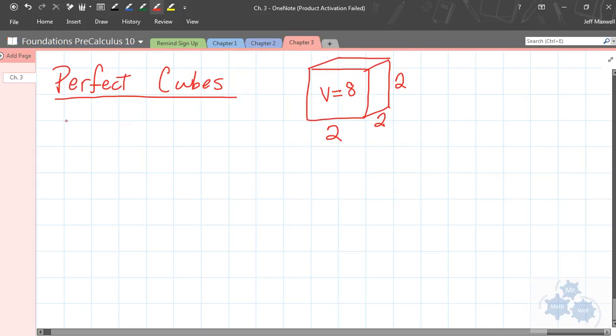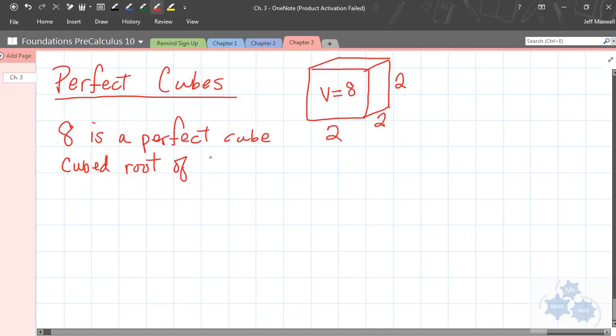Now, if 8 is a perfect cube, and it is, what is the root of 8, or the cubed root of 8, what do you think it would be? What do you think the cubed root of 8 would be? Yeah, it is. It's 2. The cubed root of 8 is 2.